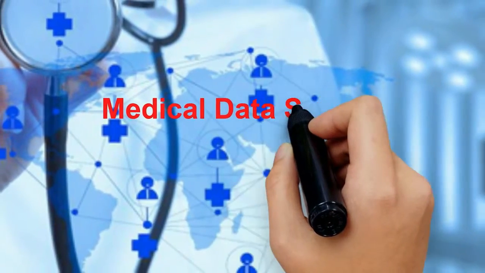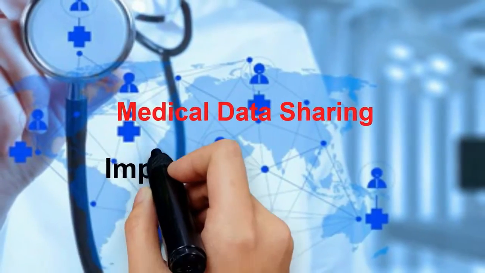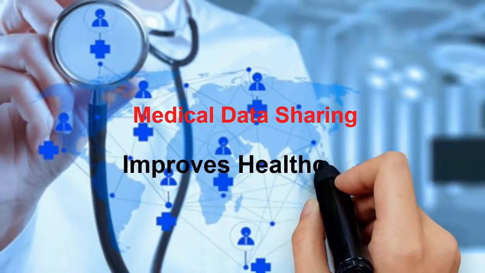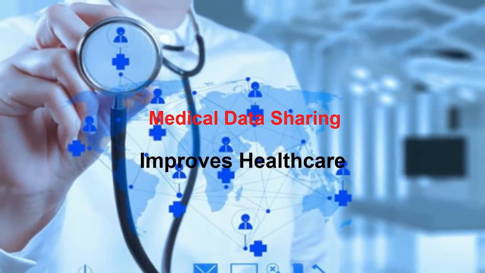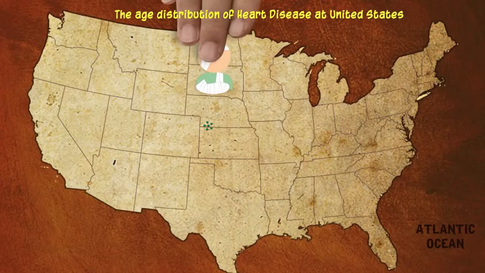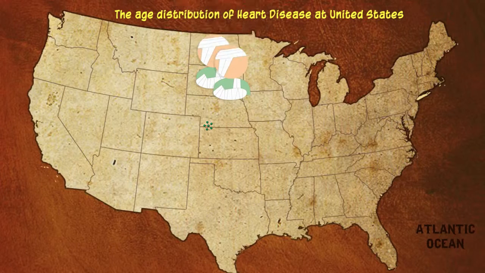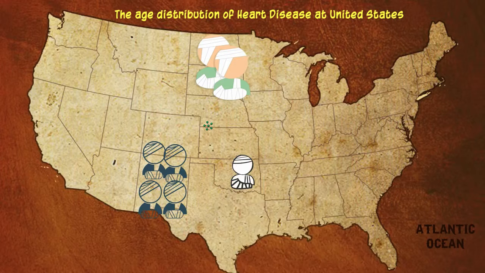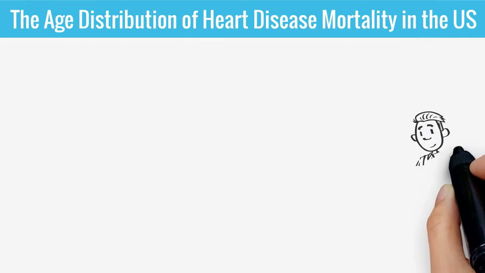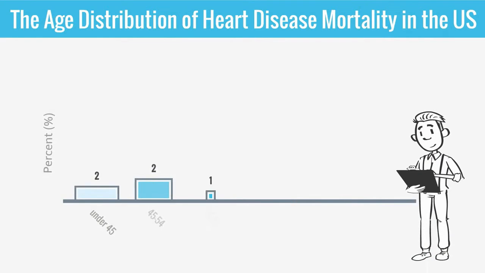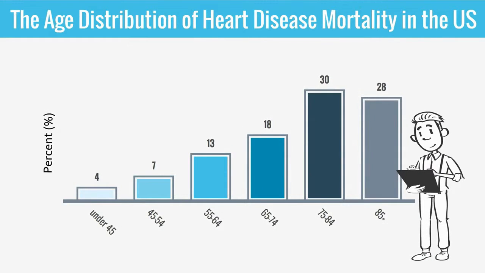Medical data sharing such as patient records, genome data, drug usage, test results etc. will also improve healthcare. For example, heart disease may cause moderate to severe condition and affects all age groups. By sharing the age information of heart disease patients across the U.S., doctors and researchers can better understand the age distribution of heart disease mortality in the U.S.